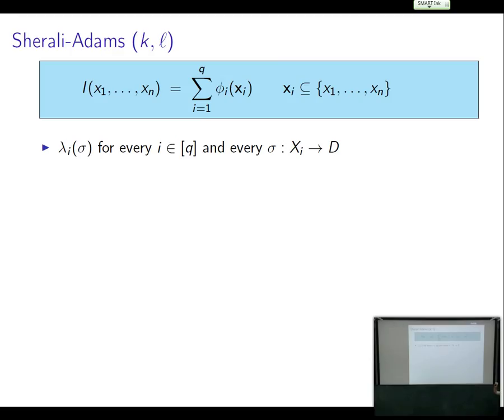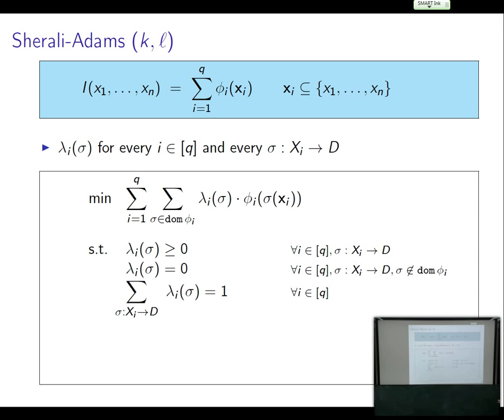And then x1 through xn are the variables of the VCSP instance. The variables of the linear program are those lambda sub i sigma: for every i, for every term in the objective function, and for every assignment of values to the variables in the scope of the ith term. So there are a lot of x's here. x1 through xn are the variables of the original problem. Bold x sub i is a list of variables, the scope of the ith function. And capital X sub i is the set of the variables in the scope, because there could be some repetition. Of course, you could assume that there is none, but why not make it this general? So these are the variables of the linear program.